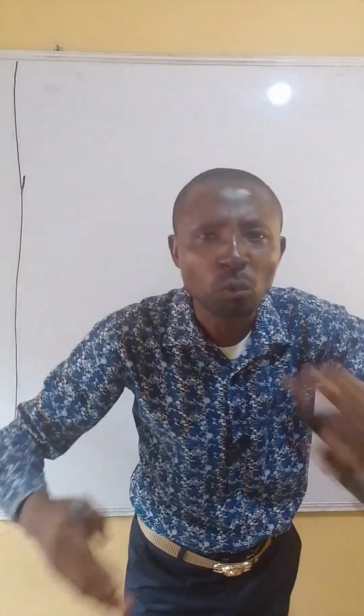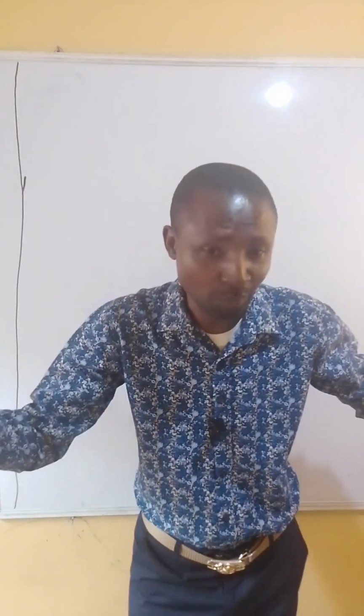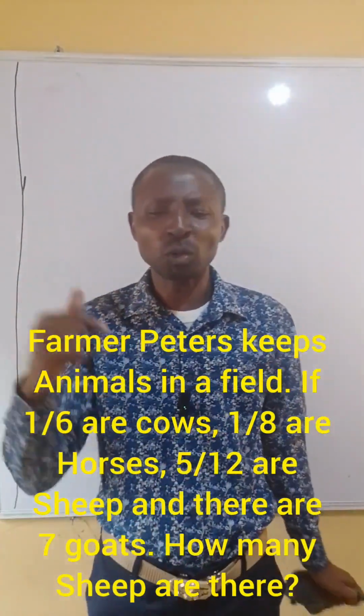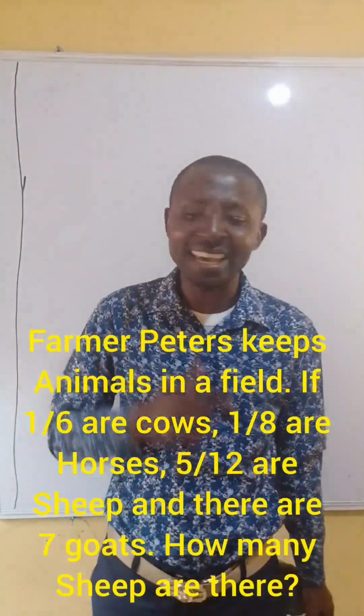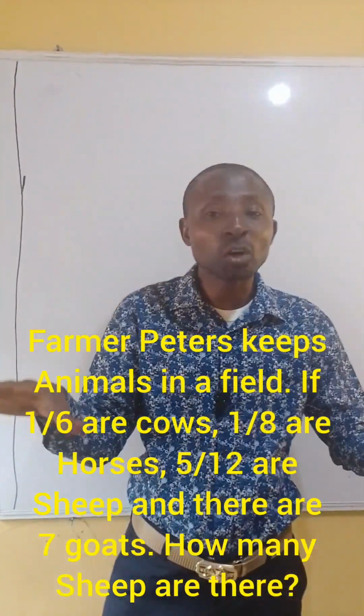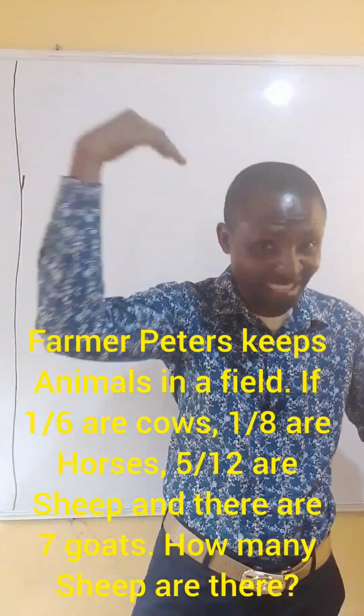We're going to be dealing with questions that deal with fraction word problems. Question number 1. Farmer Peters keeps animals in a field. If 1/6 are cows, 1/8 are horses, 5/12 are sheep, and there are 7 goats, how many sheep are there? Let's go. This must make you think.